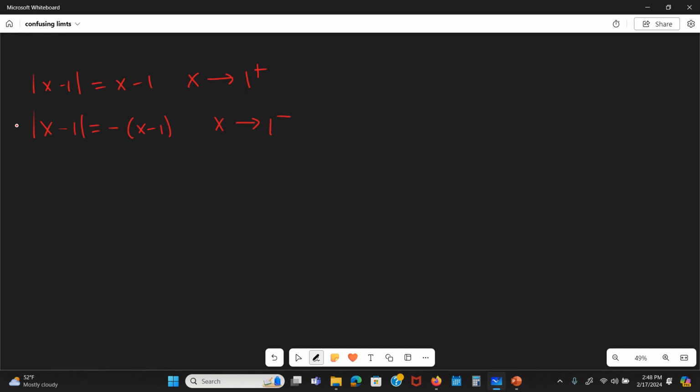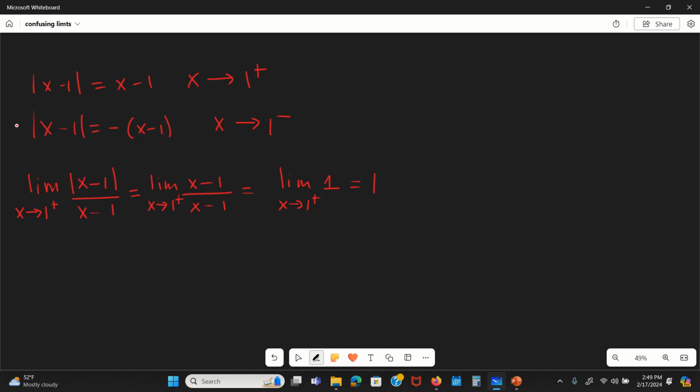So let's consider the two-sided limits. For the right-hand side limit, the limit of the absolute value of x minus 1 divided by x minus 1 as x approaches 1 from the right-hand side is equal to the limit of x minus 1 divided by x minus 1 as x approaches 1 from the right-hand side, which is equal to the limit of 1 as x approaches 1 from the right-hand side, which is equal to 1.